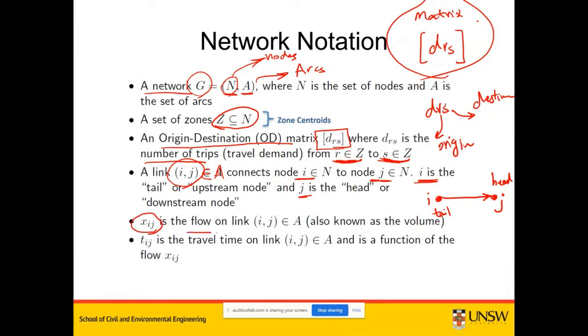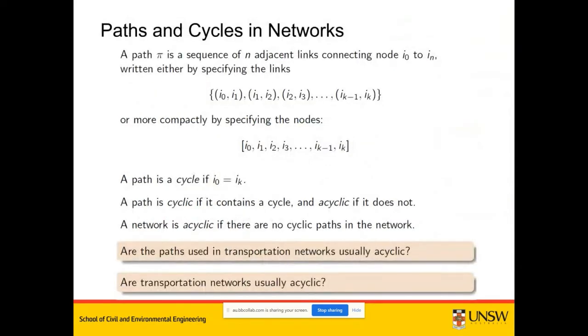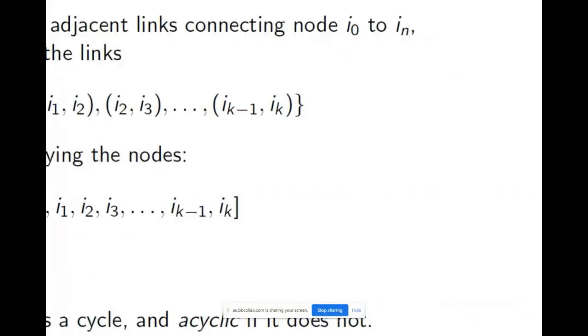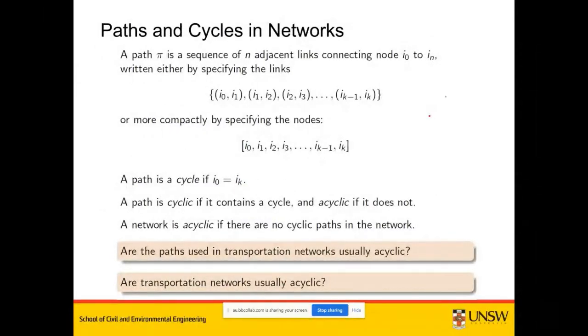As we did before, XIJ represents the flow on the link IJ, and TIJ represents the travel time of the link IJ. Okay, so these are some notations that we're going to use now. There are a few other things we need to cover, and that is how can we define a path? So imagine I have a network, and this is a path consisting of two links. So this is one path, and it has link 1 and link 2, right?